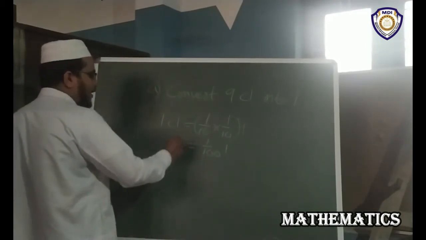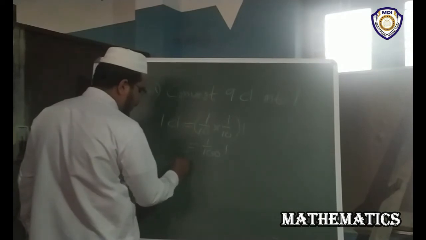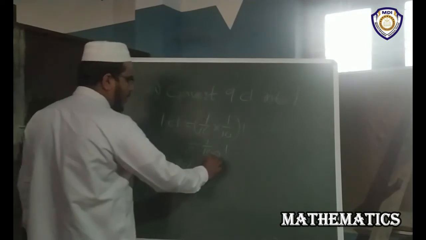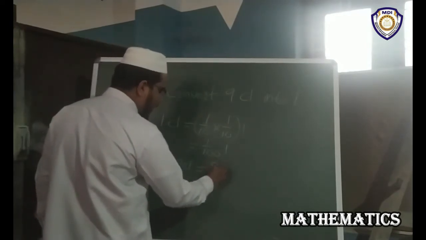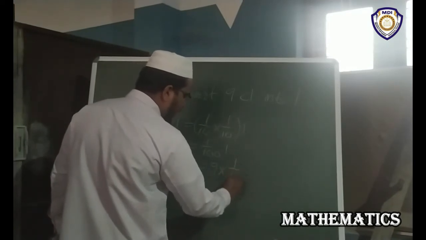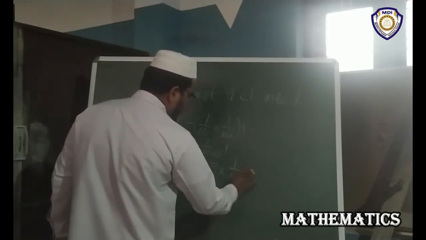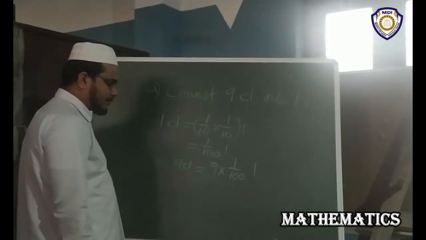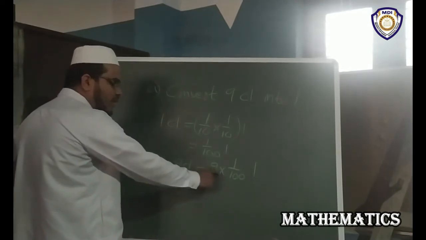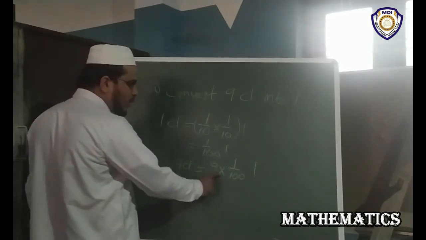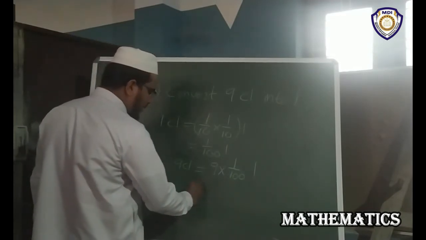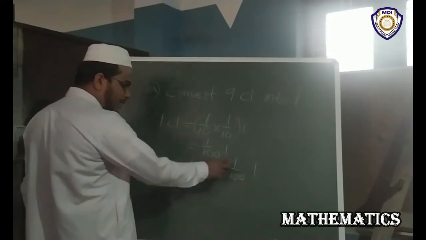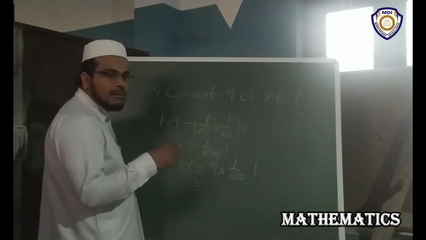Therefore, 9 centiliter means 9 into 1 by 100 liter. Okay, 1 centiliter means 1 by 100 liter. So 9 centiliter means 9 into 1 by 100 liter. It means you have to multiply this 9 with the fraction. This is a whole number, this is a fraction. How can you multiply a whole number and a fraction?